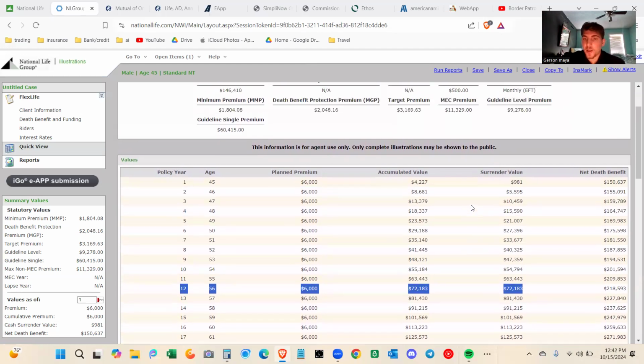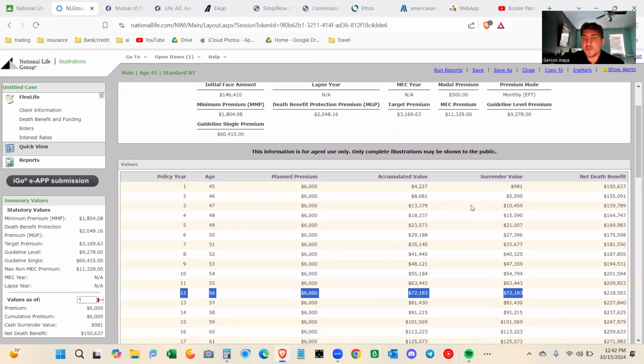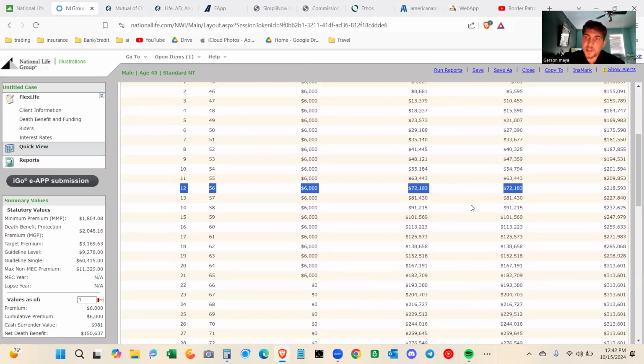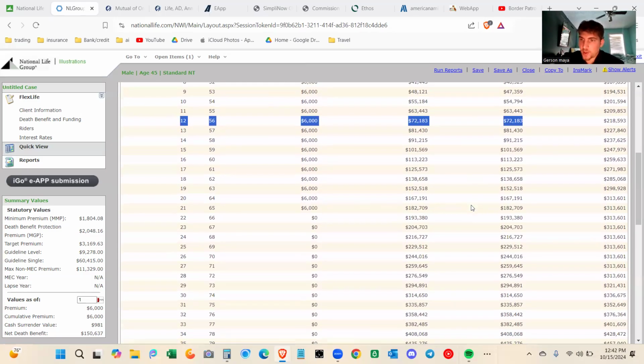So that's why when people are like, hey, can I just put this in for 5, 10 years and then just withdraw all of it? Yeah, you could, but that'd be pointless. There's no point in doing that. This is a long-term policy. We want to have this for the rest of our life.